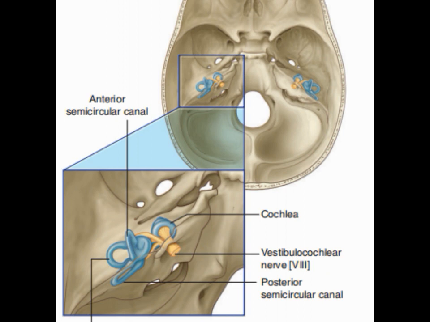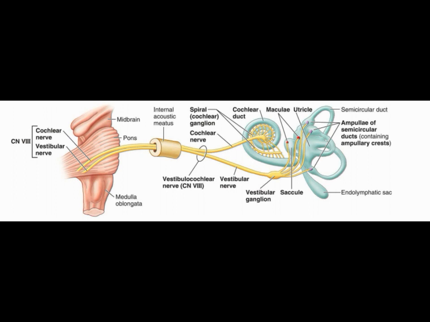component. It enters the lateral surface of the brainstem, between the pons and medulla, after exiting the temporal bone through the internal acoustic meatus and crossing the posterior cranial fossa. Inside the temporal bone, at the distal end of the internal acoustic meatus, the vestibulocochlear nerve divides to form the cochlear nerve, and the vestibular nerve.